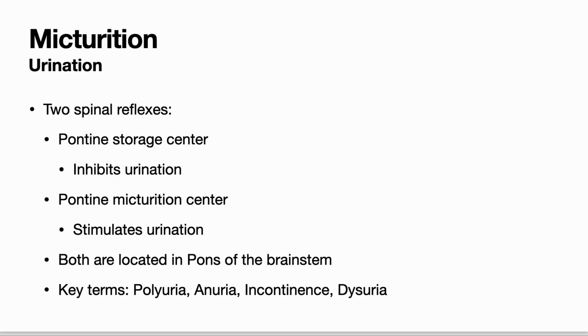So you have one pontine center. I really don't think it's supposed to say storage center there. I'm not sure what it's supposed to say. This is definitely an autocorrect issue going on here, but we have one pontine center that's going to focus on inhibiting urination, and we'll have the pontine micturition center, which will stimulate urination. So sympathetic will hold on to urine, and parasympathetic will release urine.